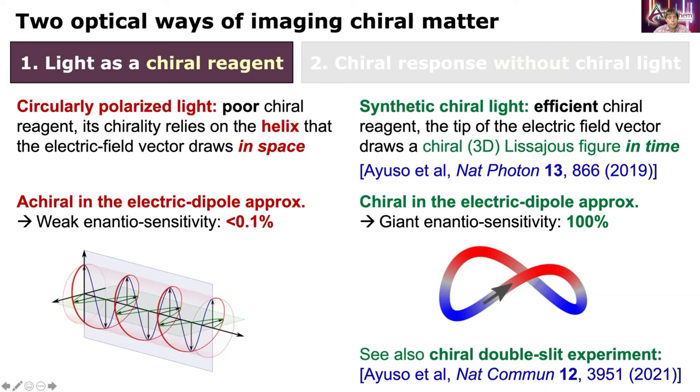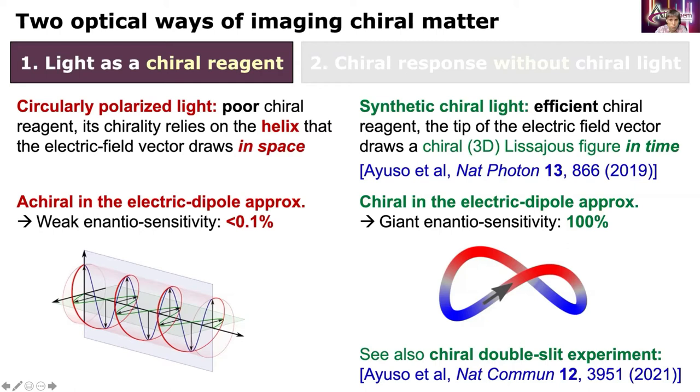Now, this Lissajous figure has three dimensions and it is chiral. We can adjust the shape of this Lissajous figure to fit any chiral molecule in order to maximize the enantiosensitive response. And we can get the limit of efficiency, which is 100%, much larger than with standard circularly polarized light. We have also shown very recently that you can structure this type of chirality in space to realize a chiral version of the Young's double slit experiment. I'm not going to talk about this now, but if you're interested, you can ask me later, read the papers and contact me anytime.